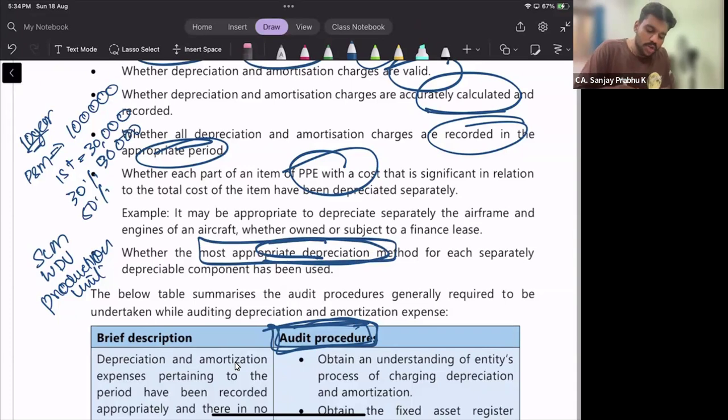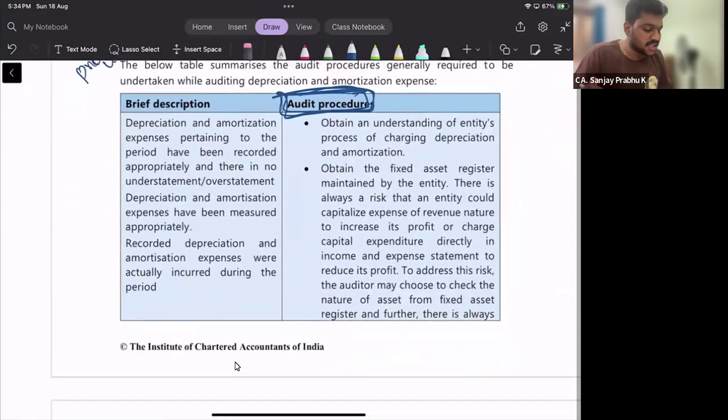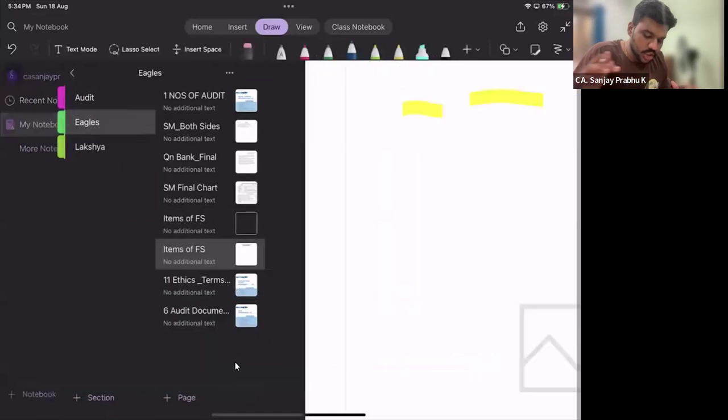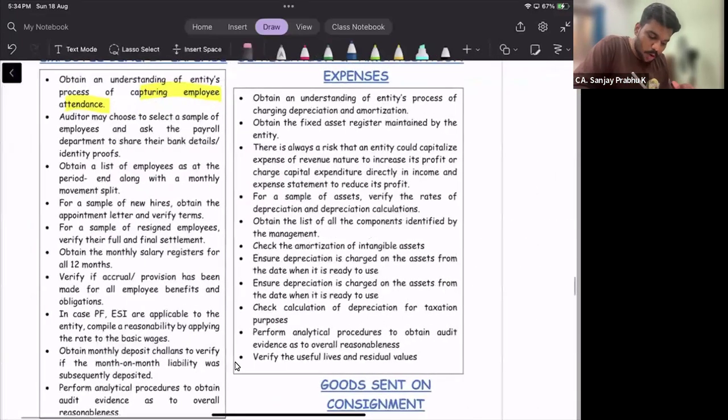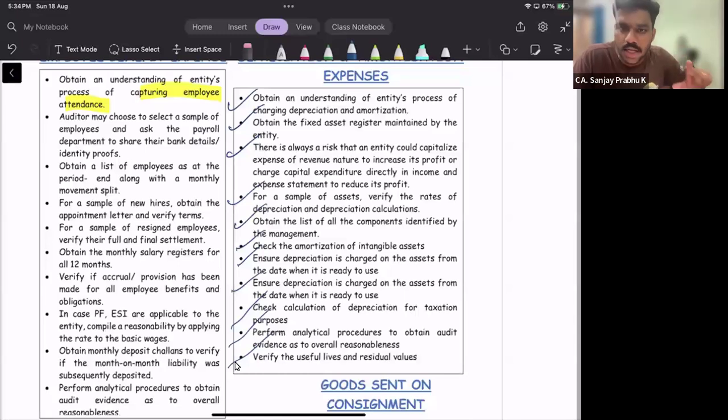Now we are actually coming to the audit procedures. These audit procedures have been given in my short notes here. These are the short notes points. You can either read from here, this is more than enough for you, or you can go and read the textbook. Both are one and the same, but this is a little more crisp and the shortcut one.